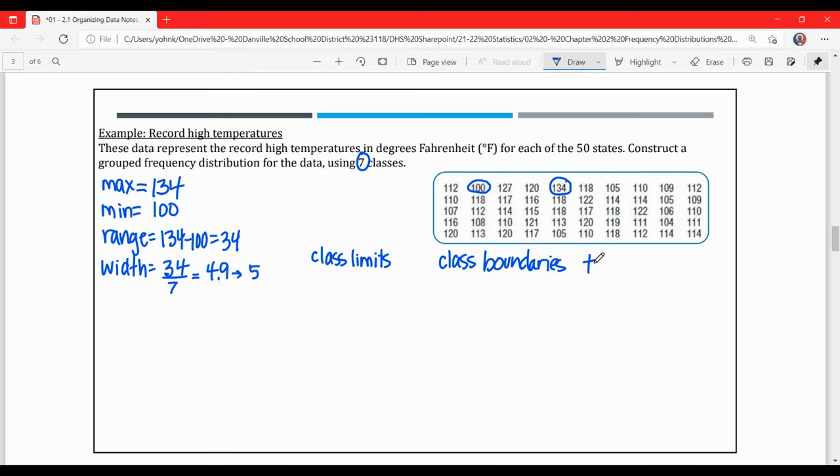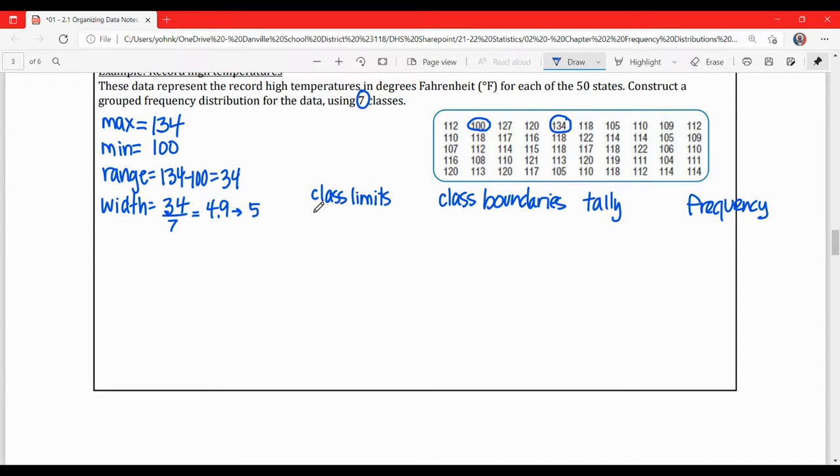Then we have tally, and then we have frequency. Okay, let's go down a tiny bit. All right, so we're going to make this big old table.